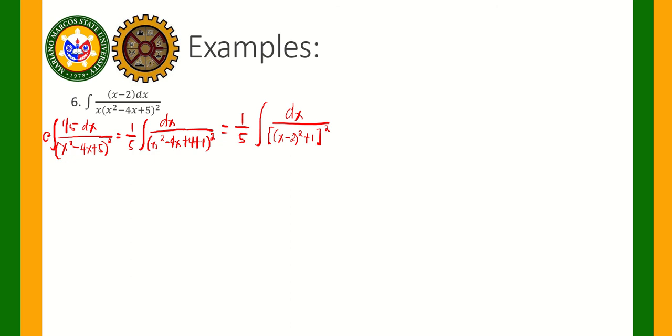So again, it takes the form of u squared plus a squared, where u is equal to x minus 2 and a is equal to 1. So we substitute u as a tangent theta. Our u is equal to x minus 2, our a is equal to 1. So, x minus 2 is equal to tangent theta. And we get the derivative. So, dx will be equal to secant squared theta d theta. And this is what we will substitute in our integrand.